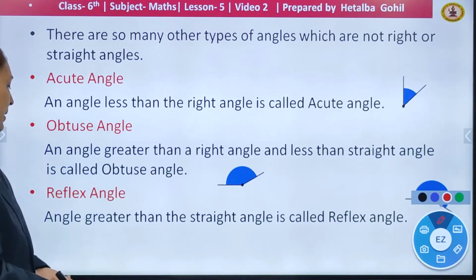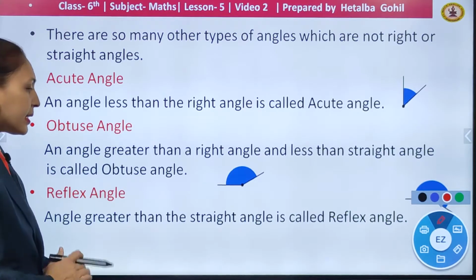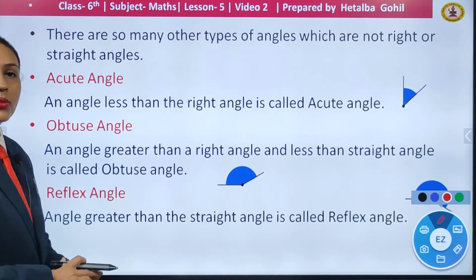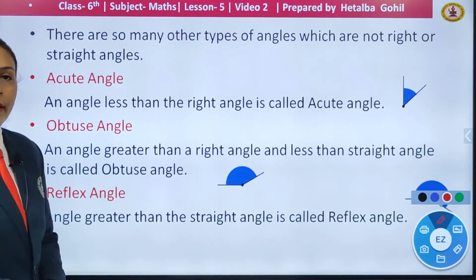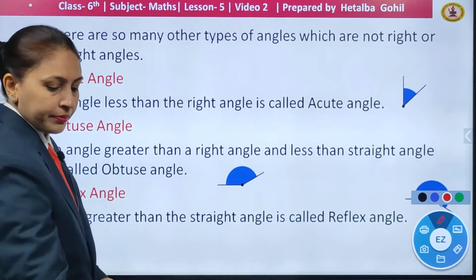Next we have the reflex angle. An angle greater than a straight angle. A straight angle is 180, so more than 180, we call it a reflex angle.